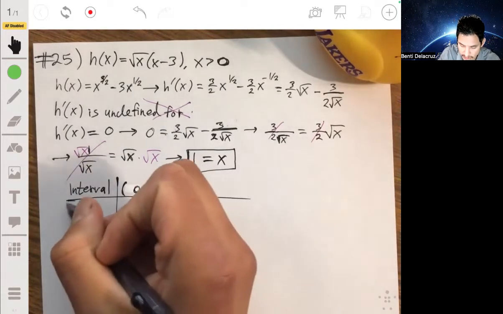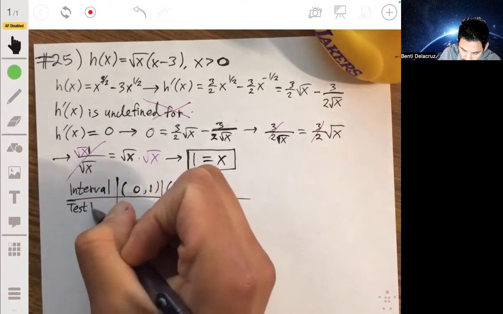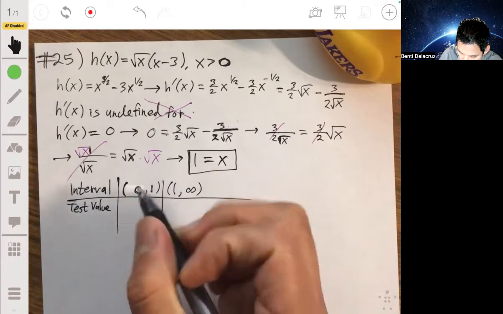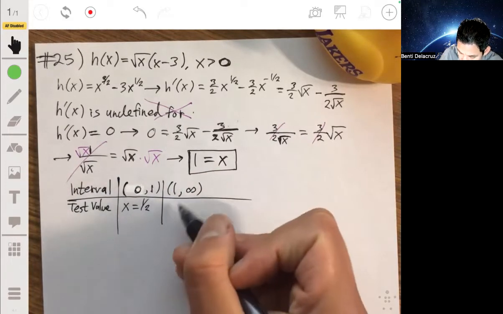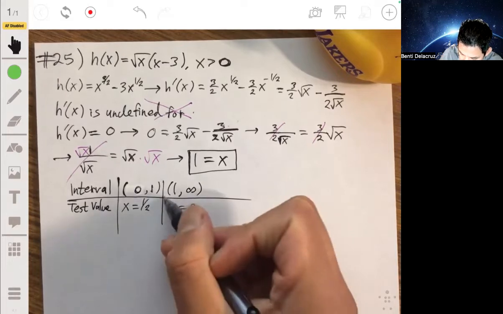And let me test the value in there. Test point. Pick any x value in here. So x could be like 1/2. Here it could be x is 2, let's say. Doesn't matter.